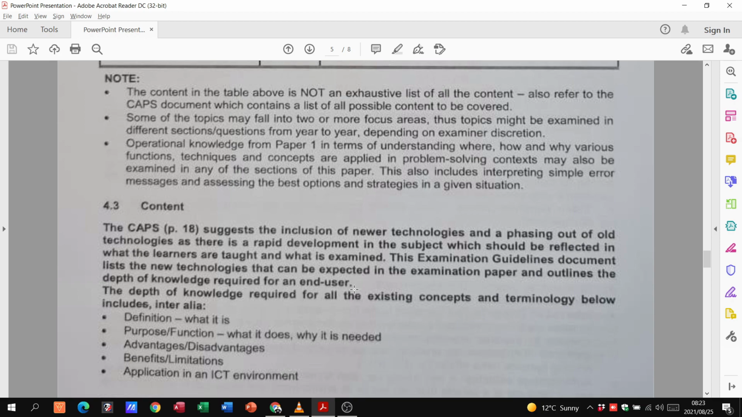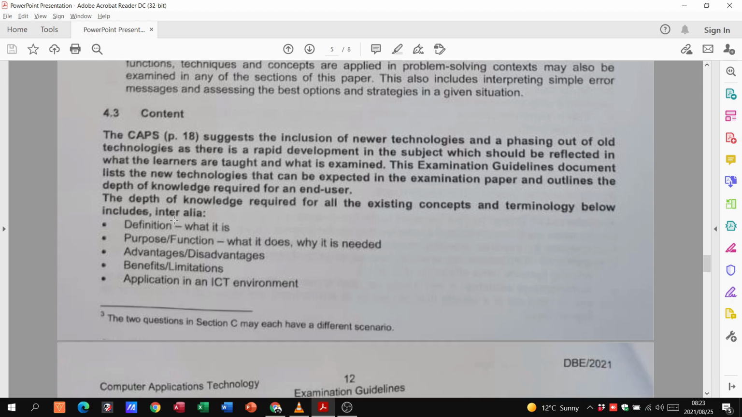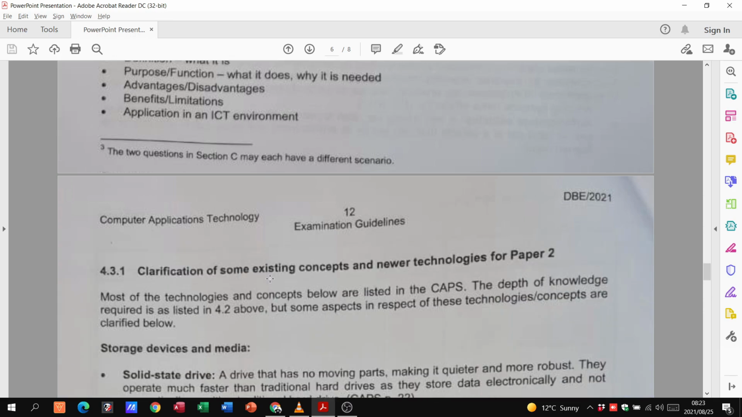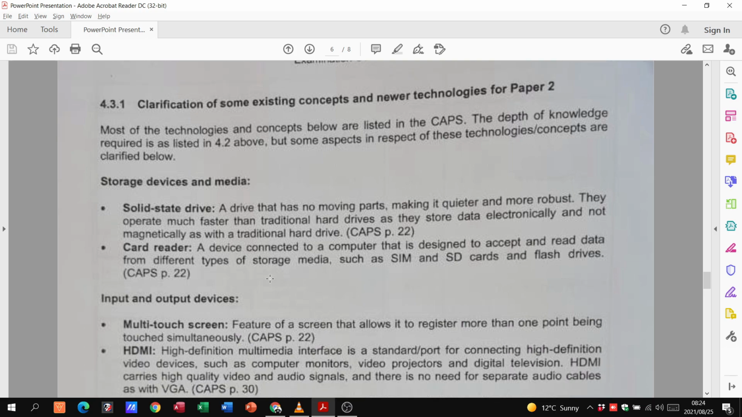The depth of knowledge required for all the existing concepts and terminology below includes things like the definition, purpose and function of something, the advantages and disadvantages, benefits, limitations, and the application of ICT or of an ICT environment. You're also going to be asked on things like hard drives. So what is a solid state drive? What is a card reader?